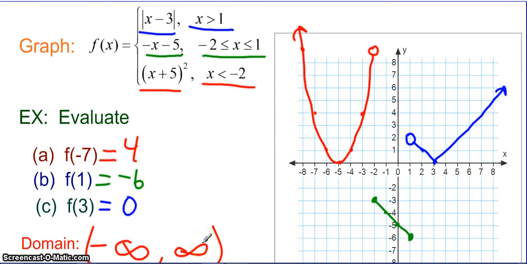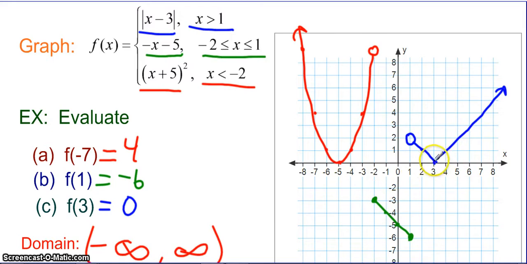Now for the range, we start at the lowest y value. The lowest y value is -6, including -6, and then this piece moves up to -3, including -3. Now here, there's a gap. So there are no pieces of the function that include y values from -3 to 0.